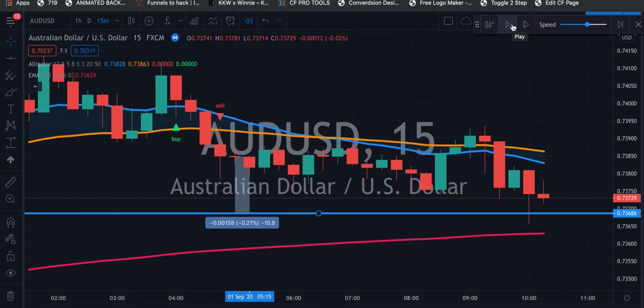There we go. So we hit our TP. It consolidated for a little bit. It kept coming back to this line, but eventually hit this TP. So now we won that trade. So that's one trade we won.